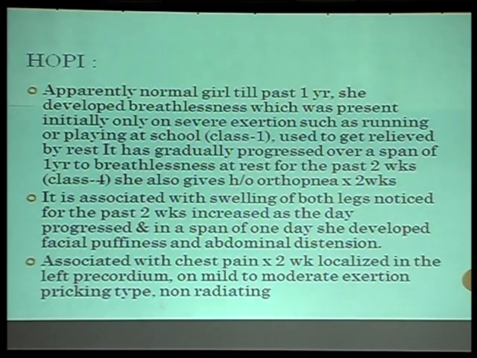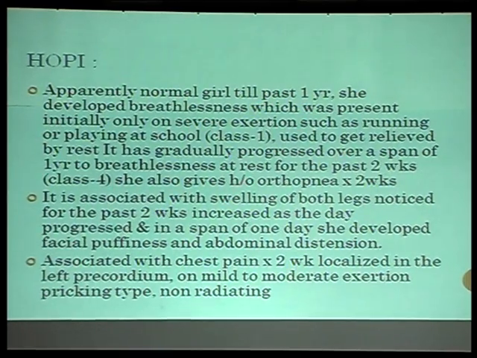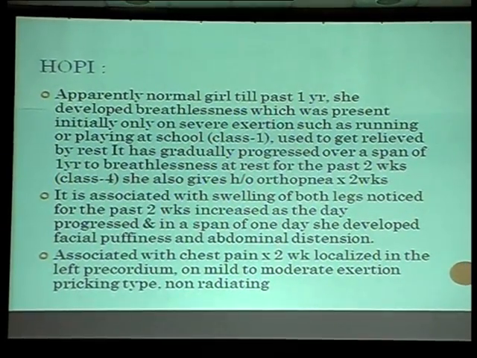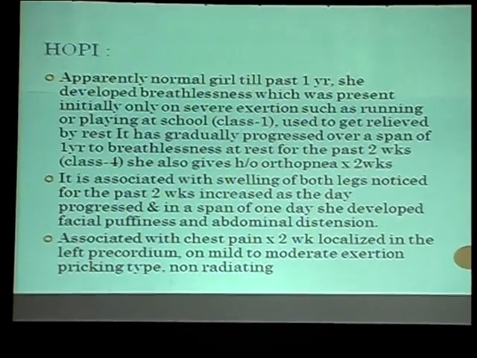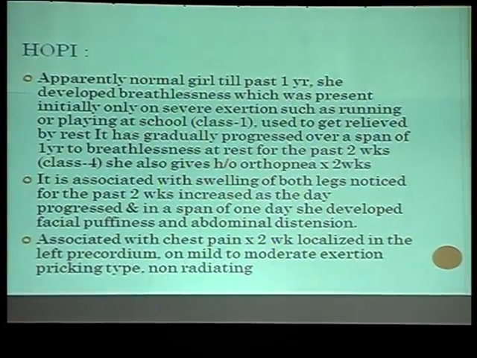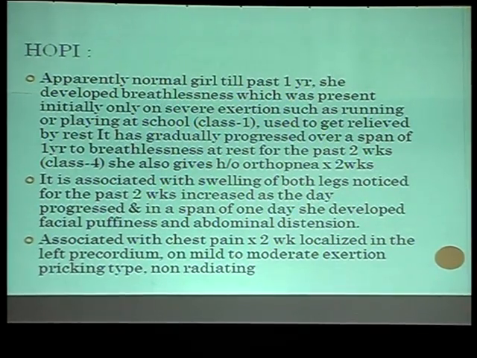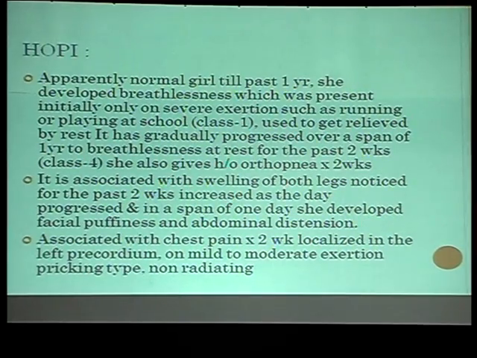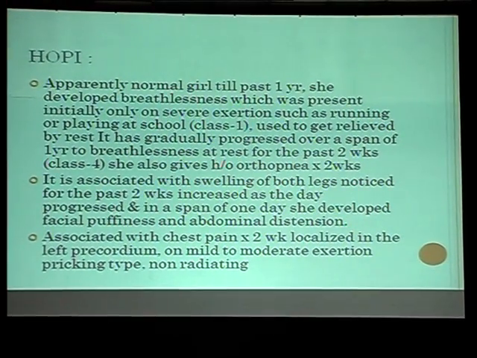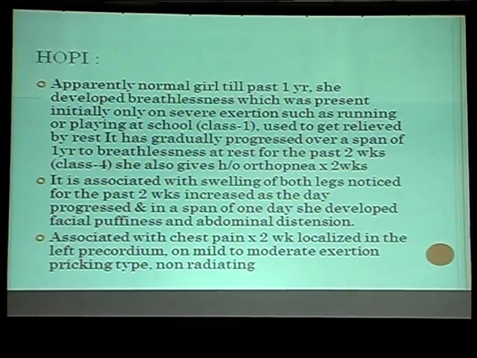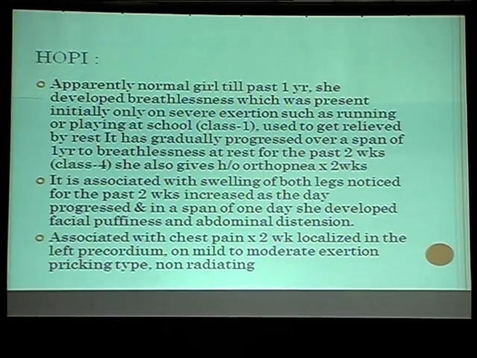Apparently normal girl till past 1 year. She developed breathlessness, which was present initially only on severe exertion, such as running or playing at school, as described by her, that is class 1, and used to get relieved by rest. It has gradually progressed over a span of 1 year to breathlessness at rest for the past 2 weeks, that is class 4. She also gives history of orthopnea. It is associated with swelling of both legs noticed for the past 2 weeks, increased as the day progressed, and in a span of 1 day, she developed facial puffiness and abdominal distension, which was progressive.